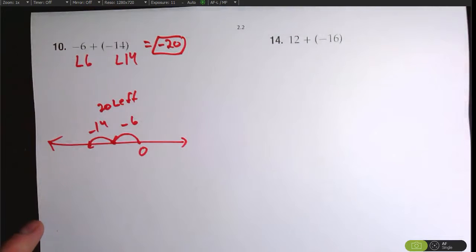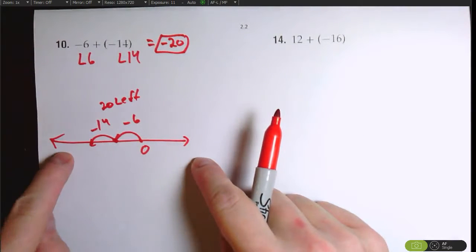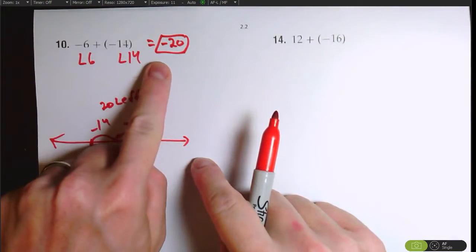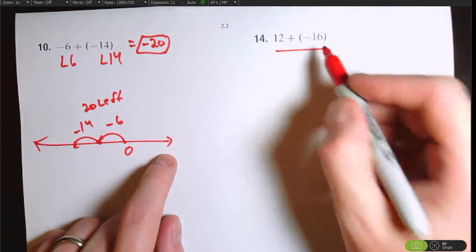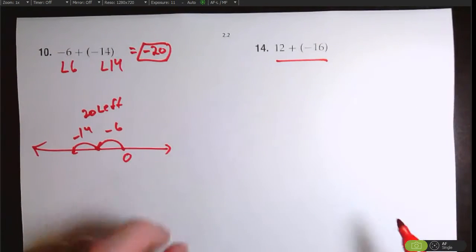negative 20. So I know there's rules that they're the same sign, but then do this. No, think of this as direction. They went left twice, so it stayed negative. So it's negative 20. Now where the rules come into play is what's the deal if they're opposite signs?